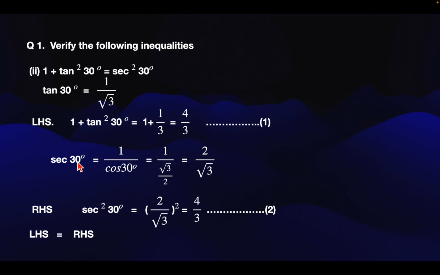Similarly, you have to take the RHS. Sec 30 is equal to 1 upon cos 30 is equal to 1 upon, you know what is cos 30? Root 3 upon 2. So this will be 2 upon root 3. Okay, now square both the sides. So here you can get 4 upon 3. Okay, now you can see that LHS is equal to RHS.